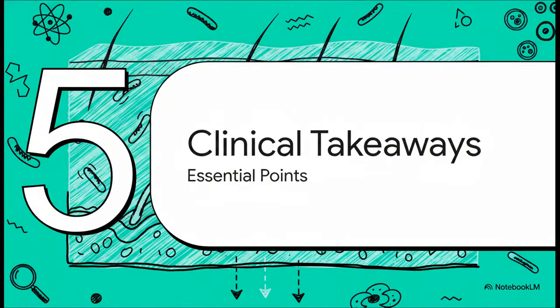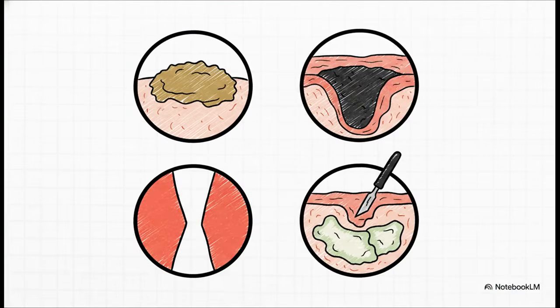All right, let's bring it all together. Section 5. Essential clinical takeaways. We've covered a ton of ground, so let's rapid-fire the absolute must-know facts from this explainer. This is your ultimate cheat sheet. If you memorize these distinct visual clues, you will always know exactly where the pathogen is hiding out.